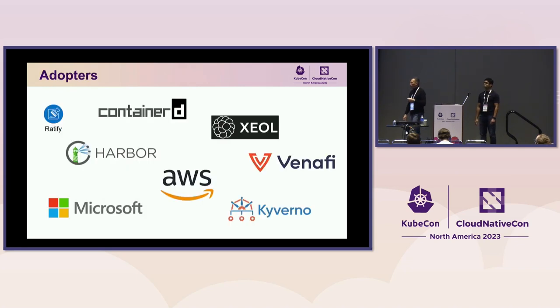Here are a couple of adopters, and I will not go into too many details, especially on the big logo names, but I will talk a little bit about, for example, Harbor. So Harbor integrates with Notary Project signatures, and if you use Harbor as a registry, you will see, for example, which images or artifacts pushed to the Harbor registry are signed with Notary Project. Kyverno has policies to validate images that are signed with Notary Project, so you can do admission policies with Kyverno for Notary Project signatures.